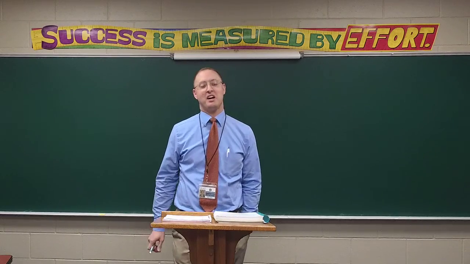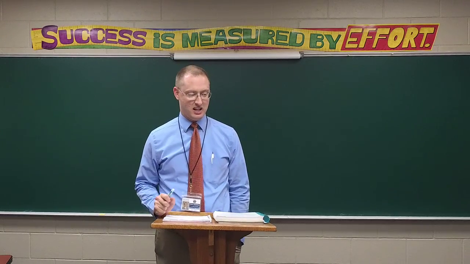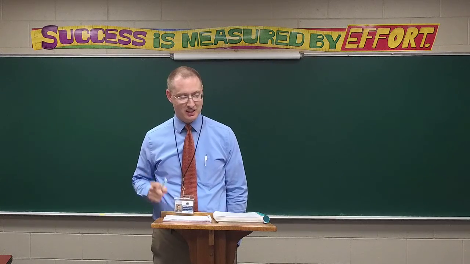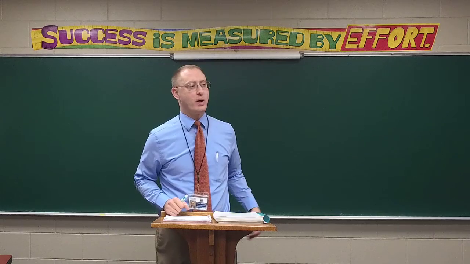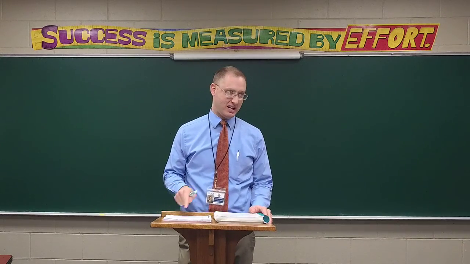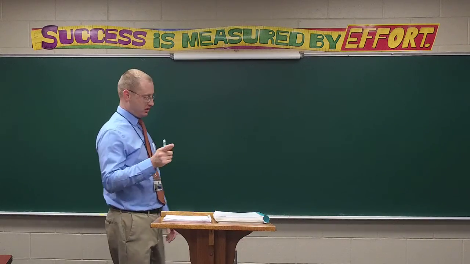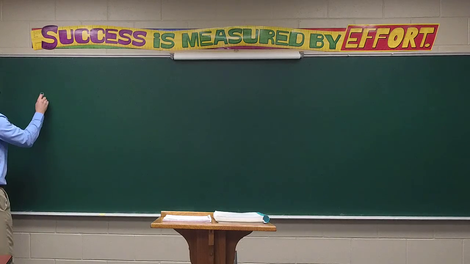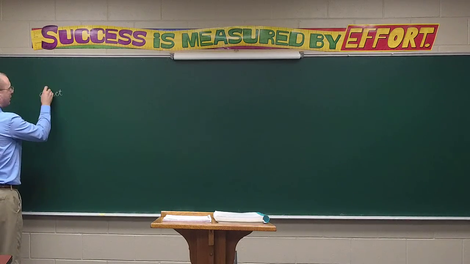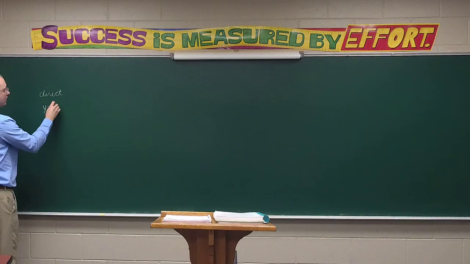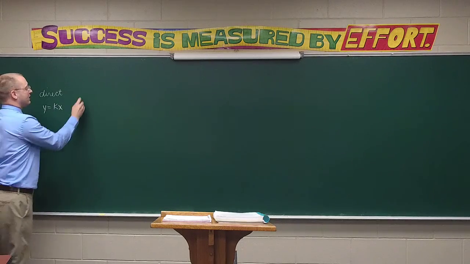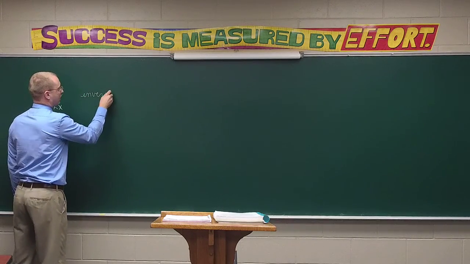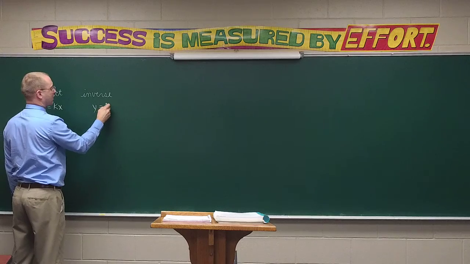2 types of variation that we'll see in our equations. Direct and inverse. Direct and inverse are our 2 types. What are the equation forms for direct and inverse variation? Genesis? Direct is y equals k x. And inverse is y equals k over x.